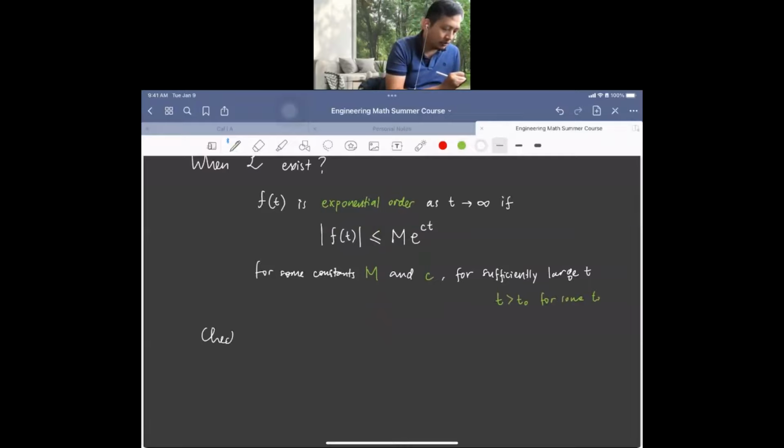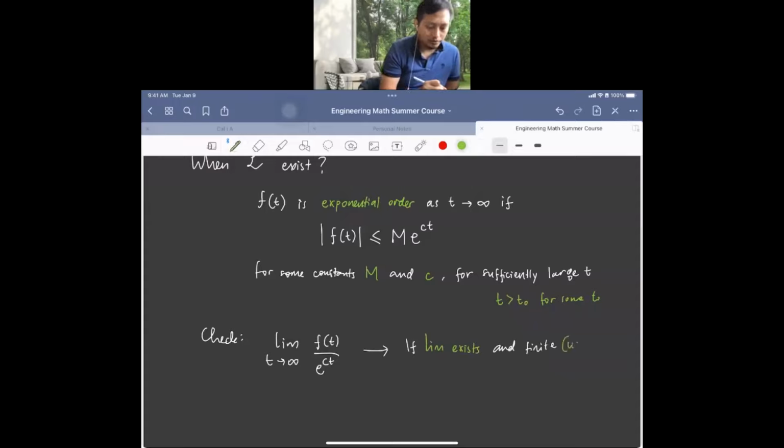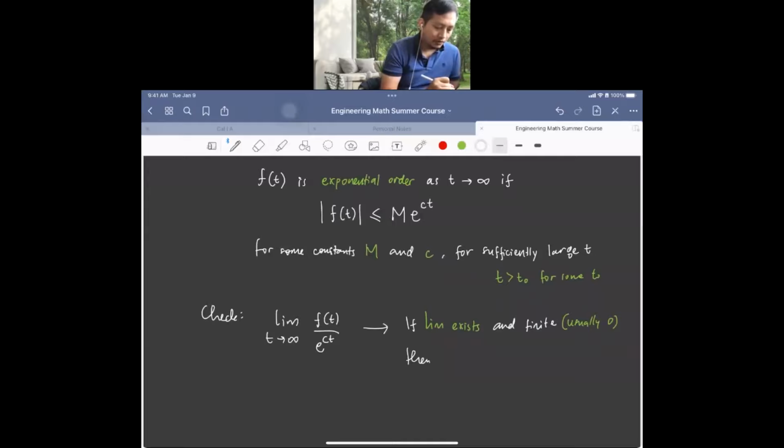The simplest way to check is checking the limit. If the limit exists and is finite, usually 0, then f of t is of exponential order.